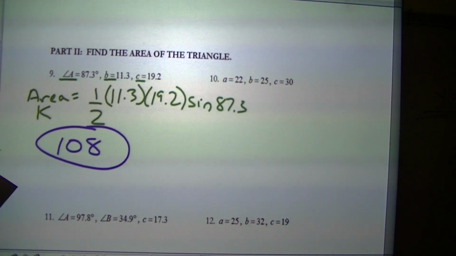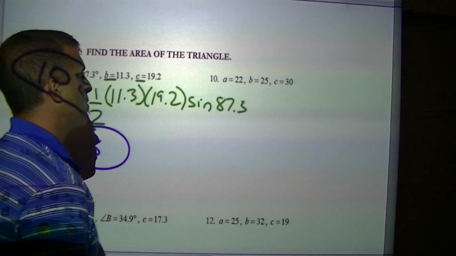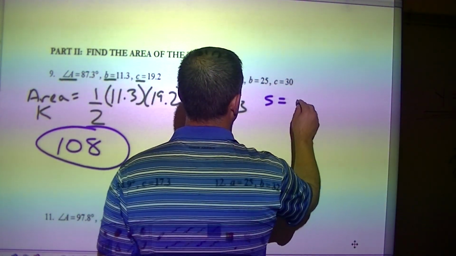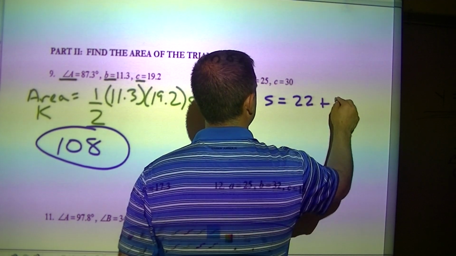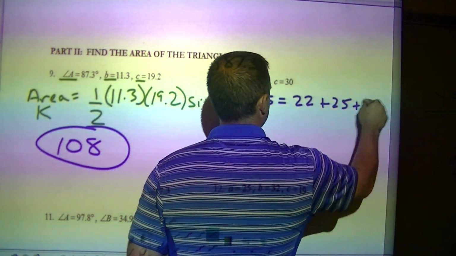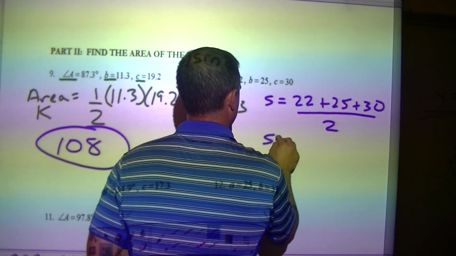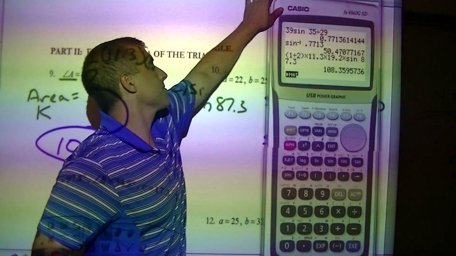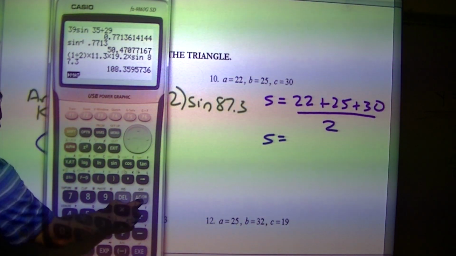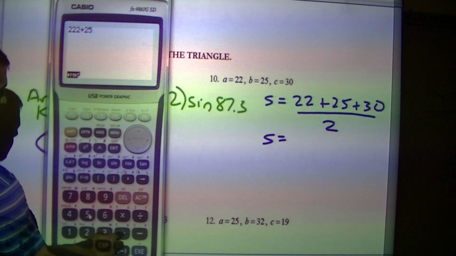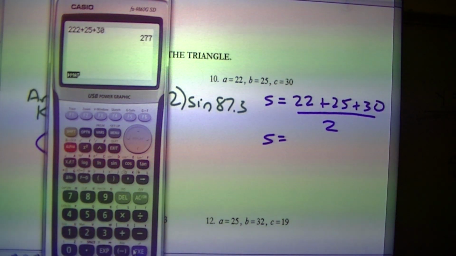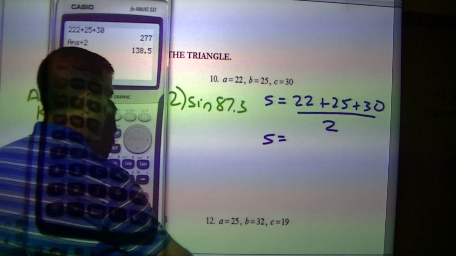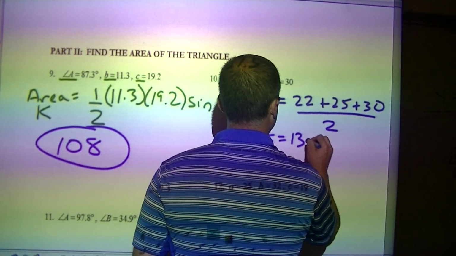Now, sometimes they will give you all the sides. What you need to do is, it's sort of like the average of the sides, but the formula is a little different. You add all these up, and you're going to divide by 2. So you have to figure out what your S is. I'm going to add all those up first. Be very careful that you add them all up first, get a number, and then divide by 2. All right? So my S is 138.5.